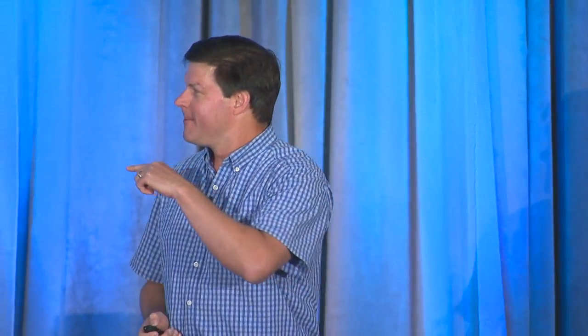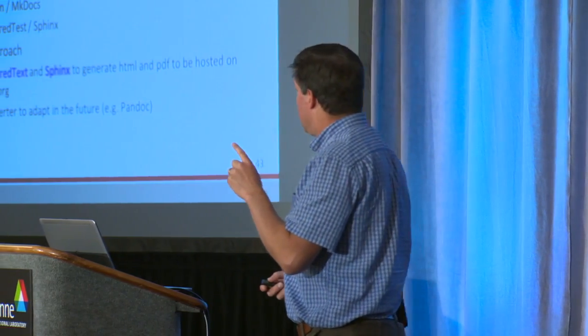The Git trend is toward Markdown and MkDocs, by far. We actually started out thinking we were going to go that direction, and then we tried both of these out, and we decided to go with Sphinx and reStructuredText for the following reasons.